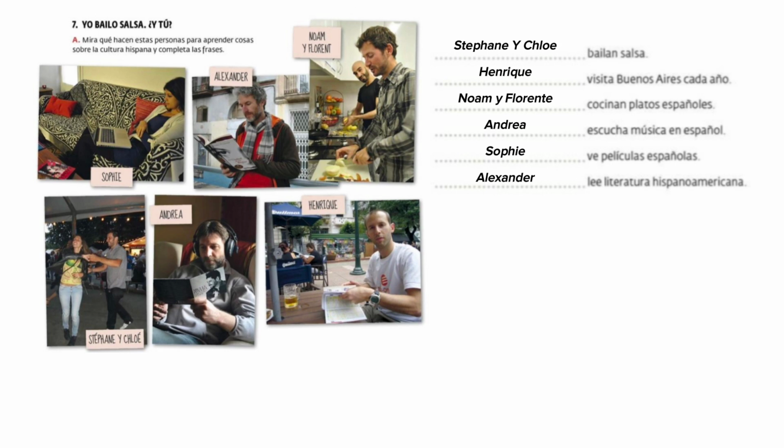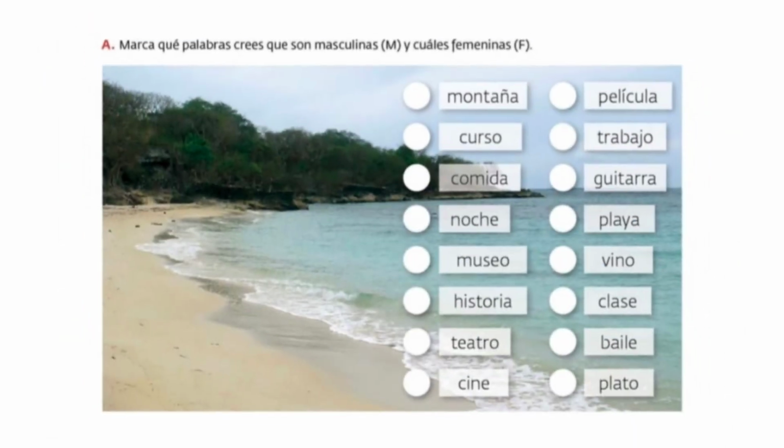Now in this exercise, all you need to do is, as you know that we've already learned the masculine and feminine, so you have this list of some words, and you have to classify if these words are feminine or masculine. Marca qué palabras crees que son masculinas y cuáles son femeninas. So just do this exercise and your answers will be displayed in 3, 2 y 1. So these are the exercises. You can check your answers and correct whichever are wrong.